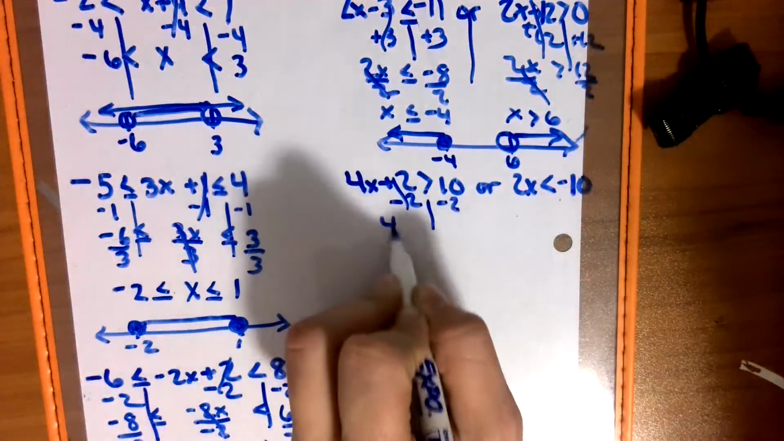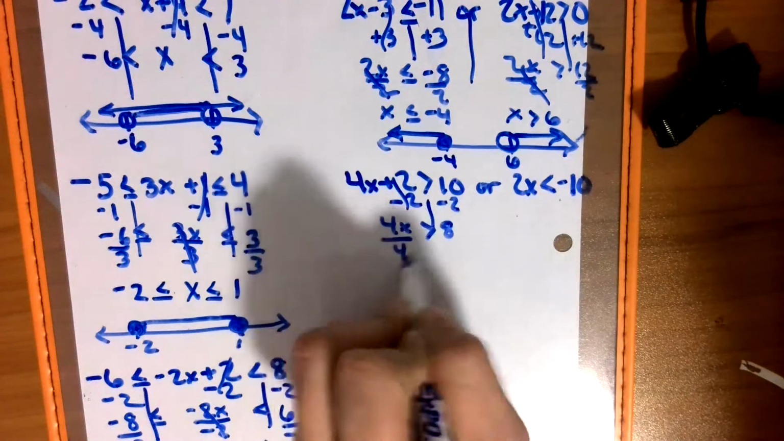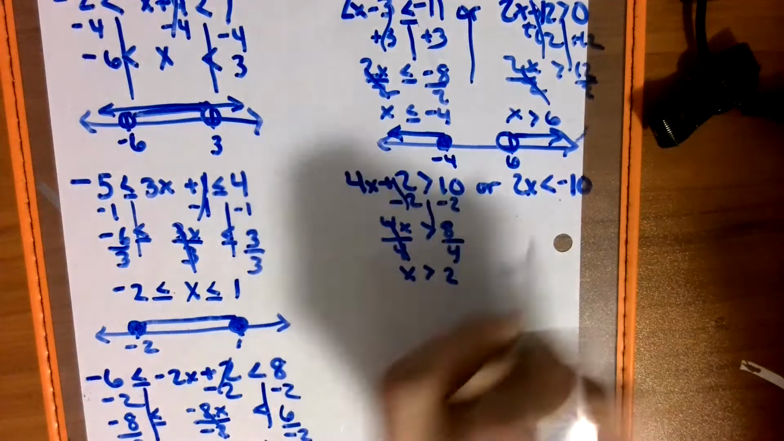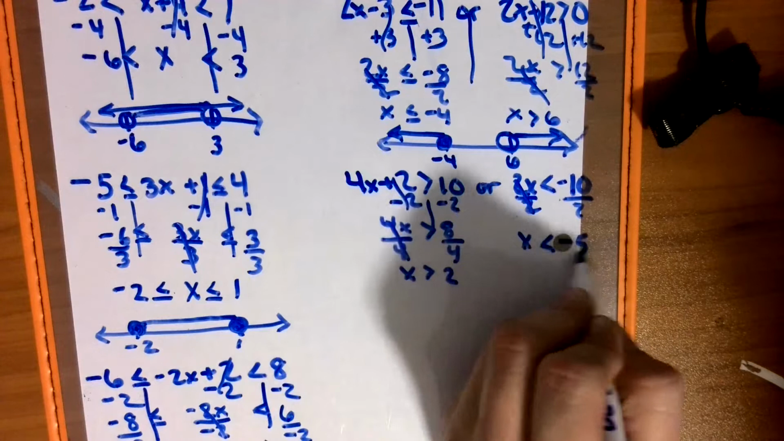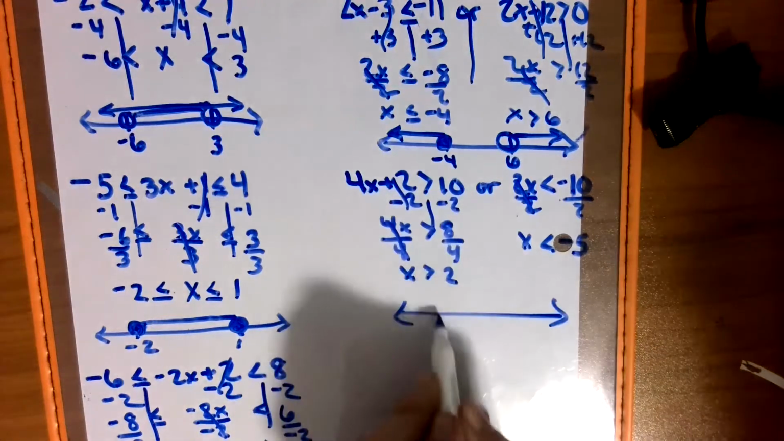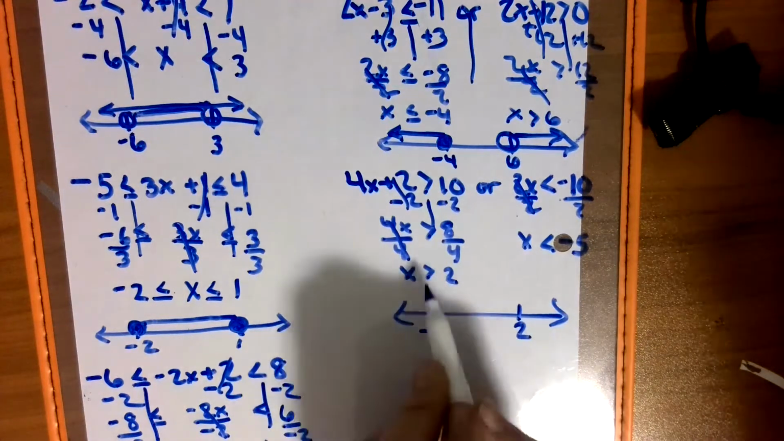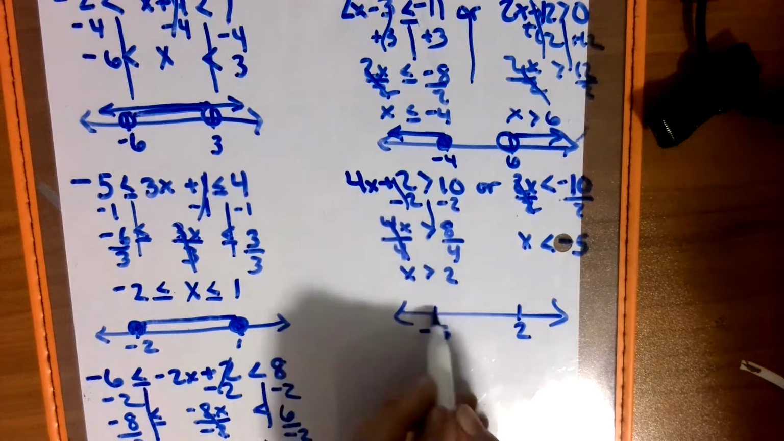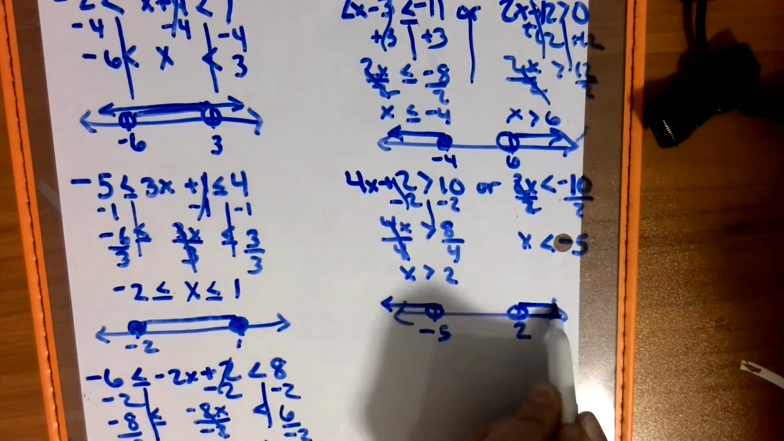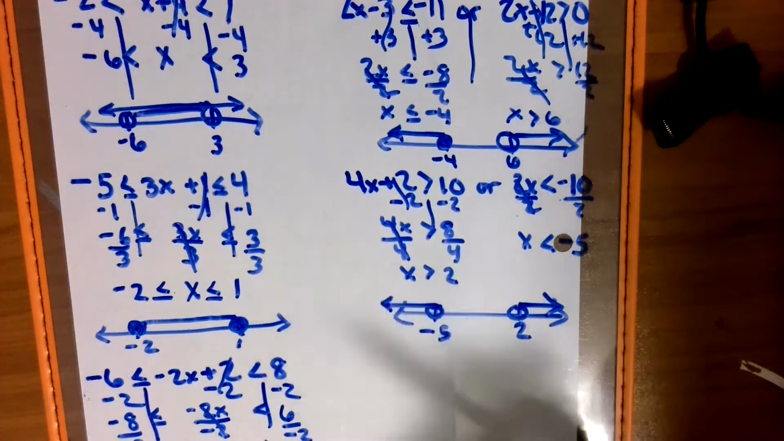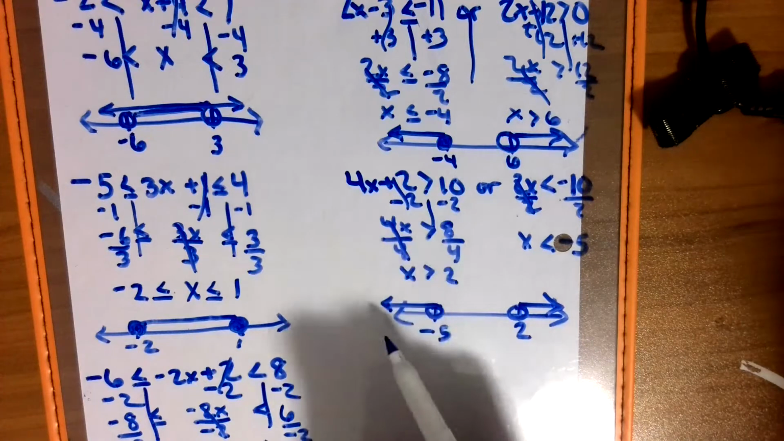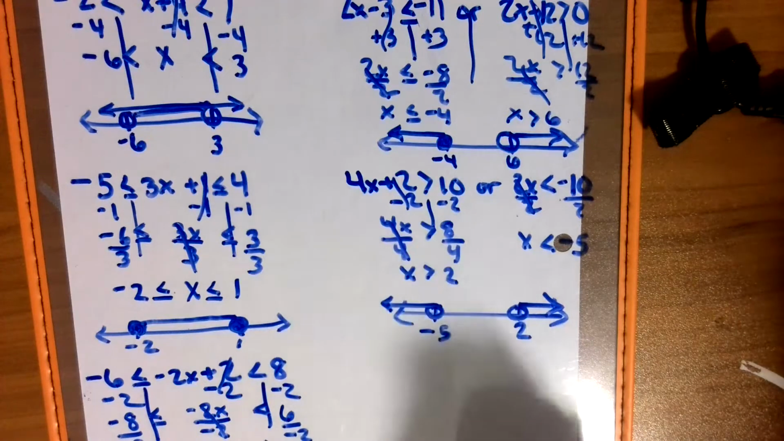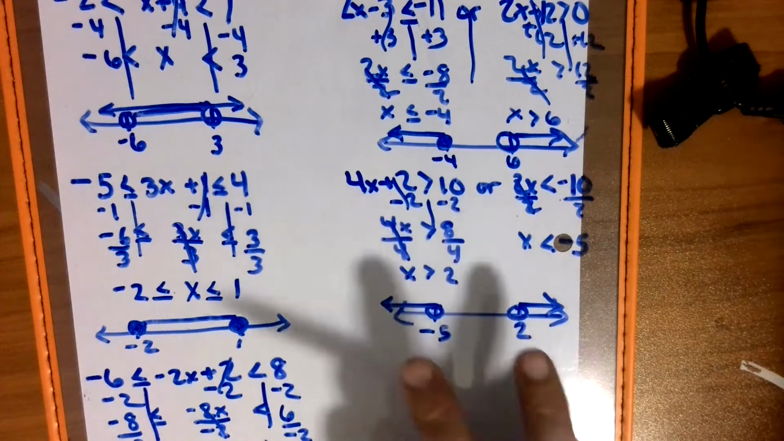-2, -2, 4x greater than 8, divide by 4, divide by 4, x is greater than 2. Divide by 2, divide by 2, x is less than -5. Both signs are open. We need numbers that are less than -5 and numbers that are greater than 2. Nothing in between works. Our lines shoot in two different directions because they can be less than -5 or greater than 2. Or means either thing works.